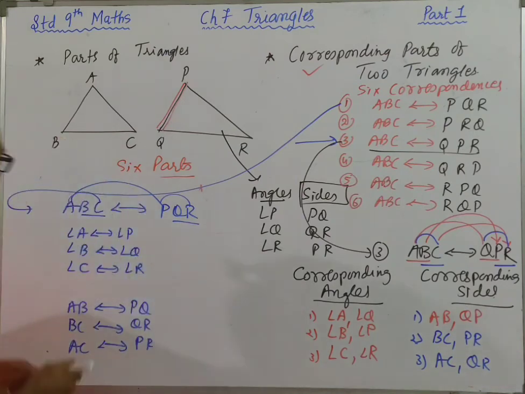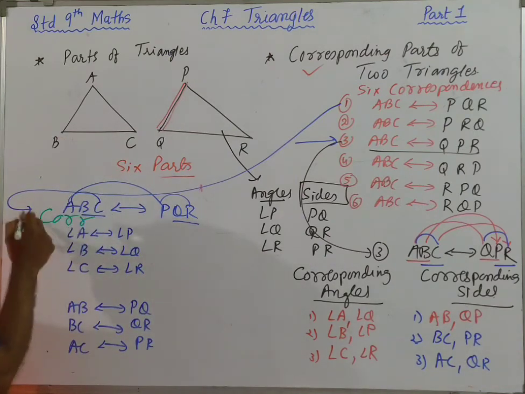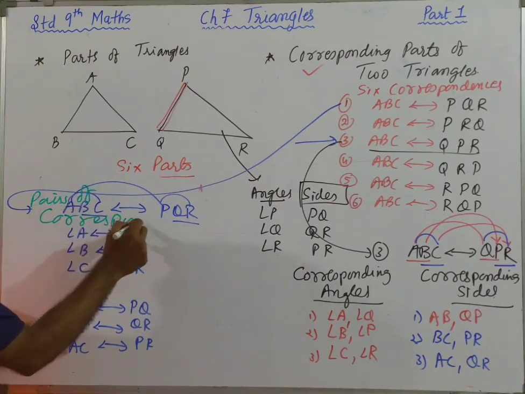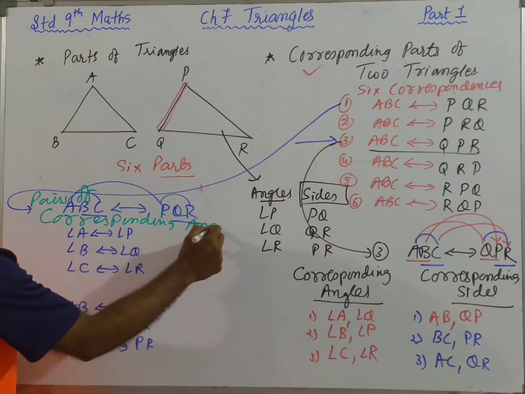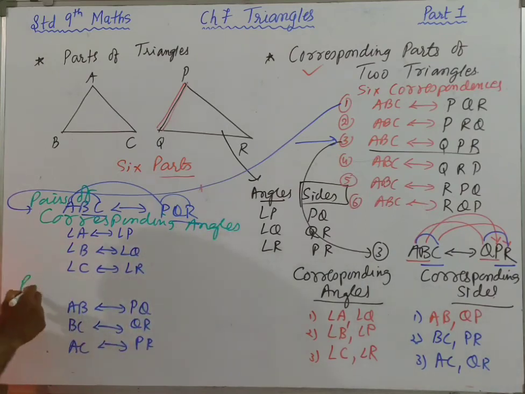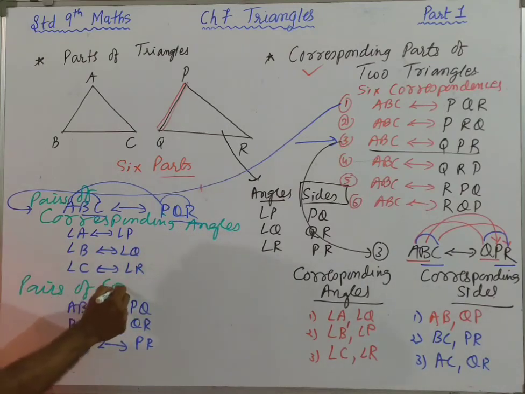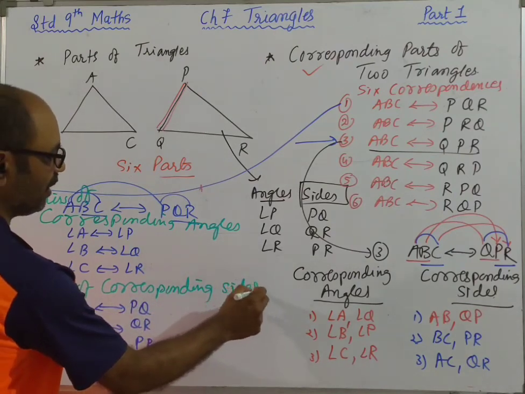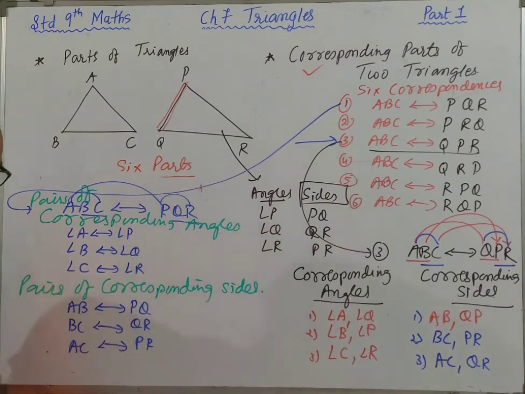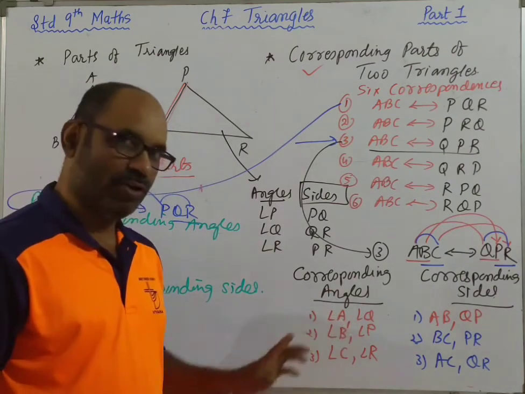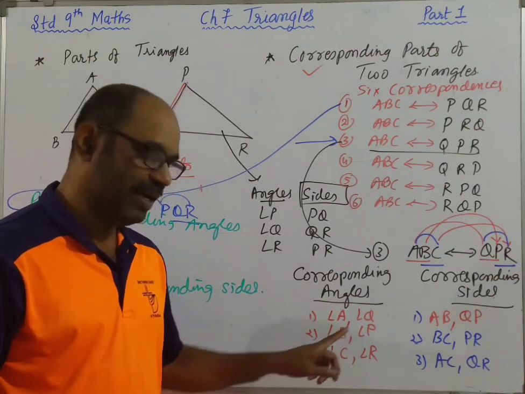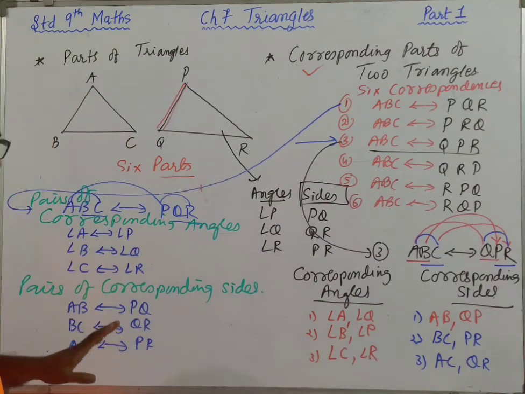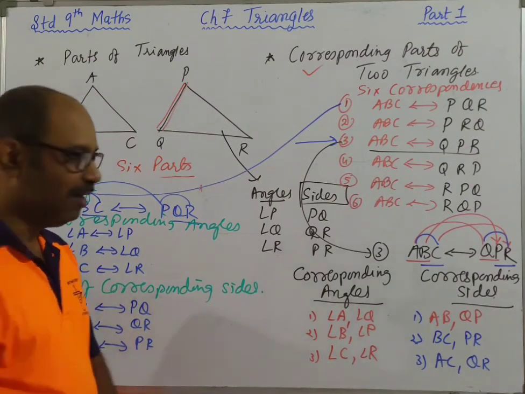Children, these are pairs of corresponding angles, and these are pairs of corresponding sides. Sides means line segments, but I have not written line segment. So angle A, angle Q is a corresponding angle. Angle B, angle P is a corresponding angle, or you can say angle B corresponds to angle P, as written here. I hope you understood, children. All right, children.